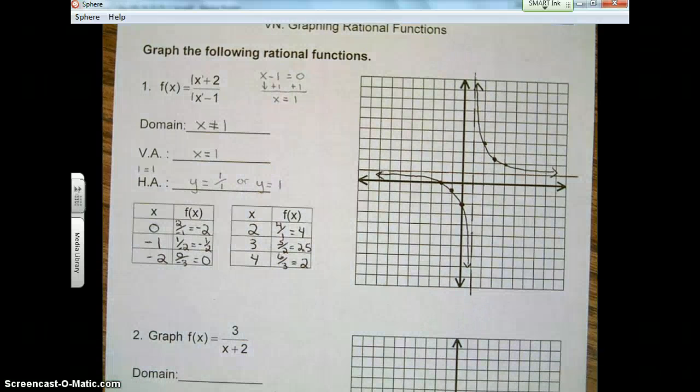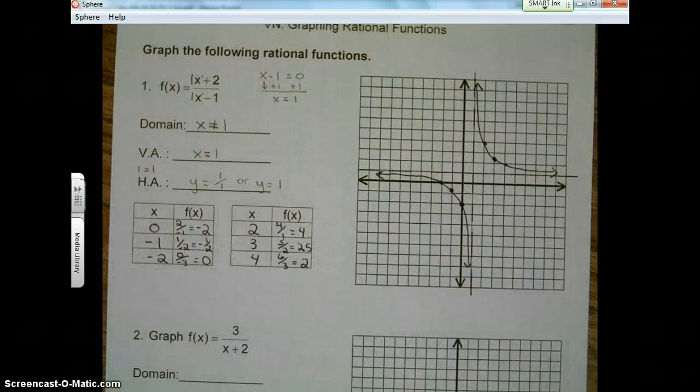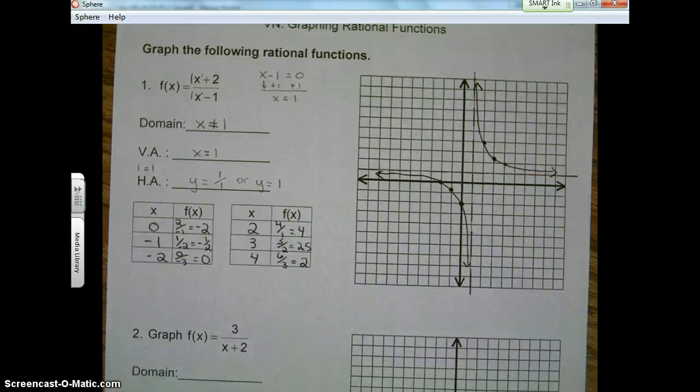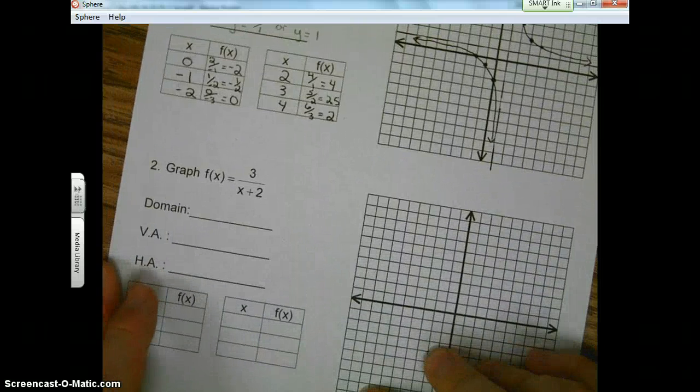I'd say at least 3 points on each side will help us make a nice curve. You can do more or less. Well, less would probably be not so good. Okay, let's look at the next one.